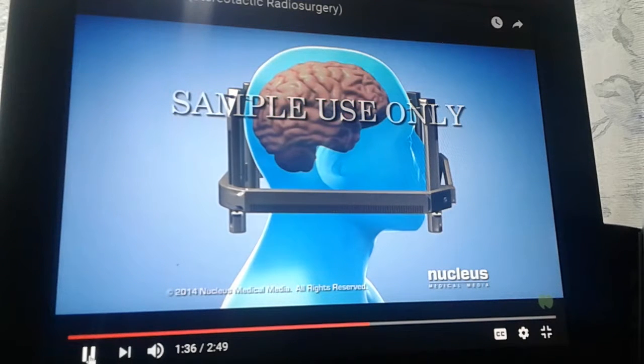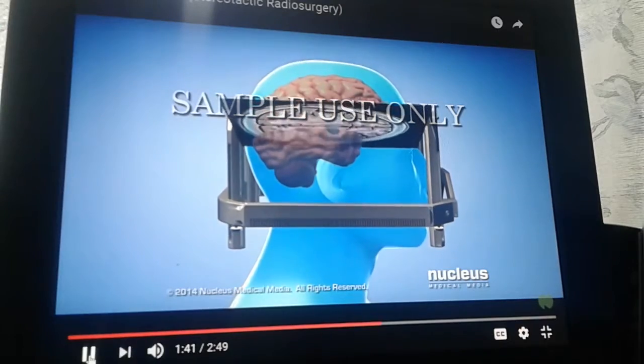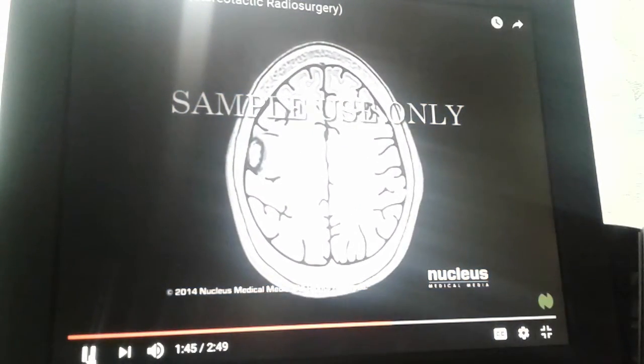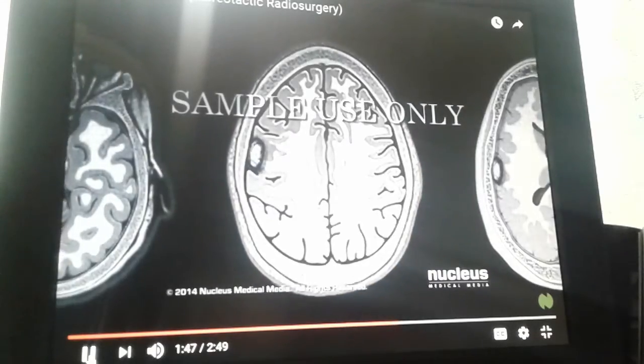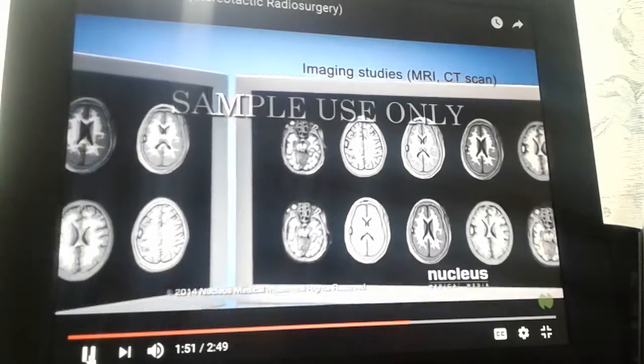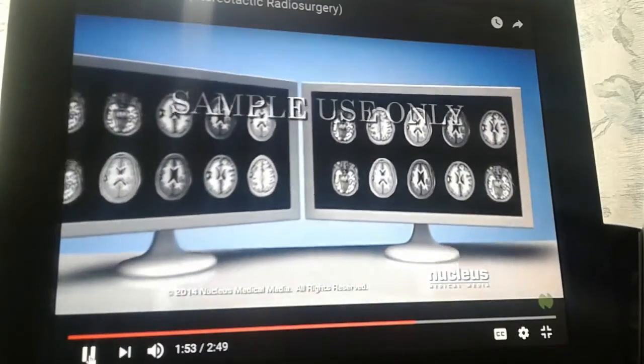With the head frame in place, an imaging study, such as an MRI or CT scan, will be done to determine the exact size, shape, and location of the target to treat. The treatment team will use the imaging studies and advanced software to create a treatment plan.